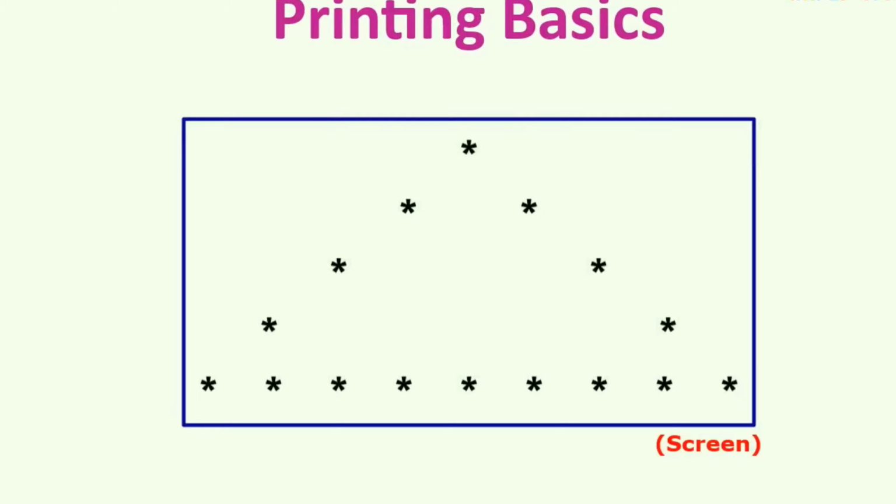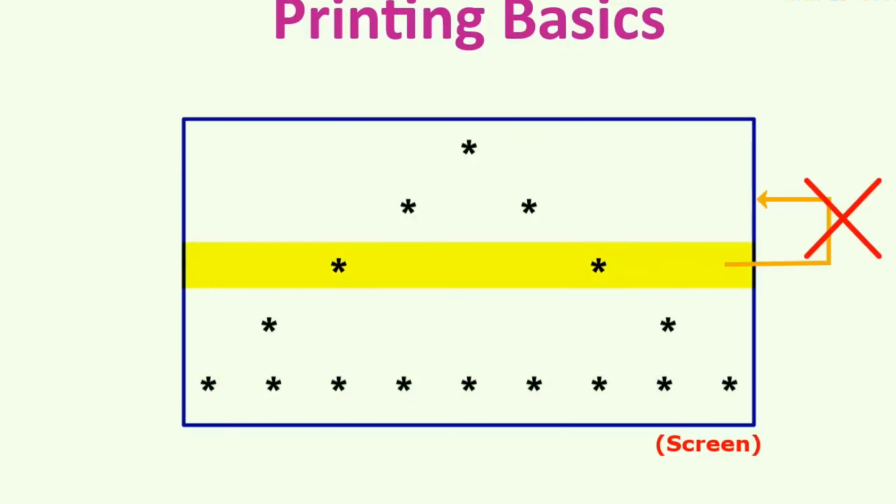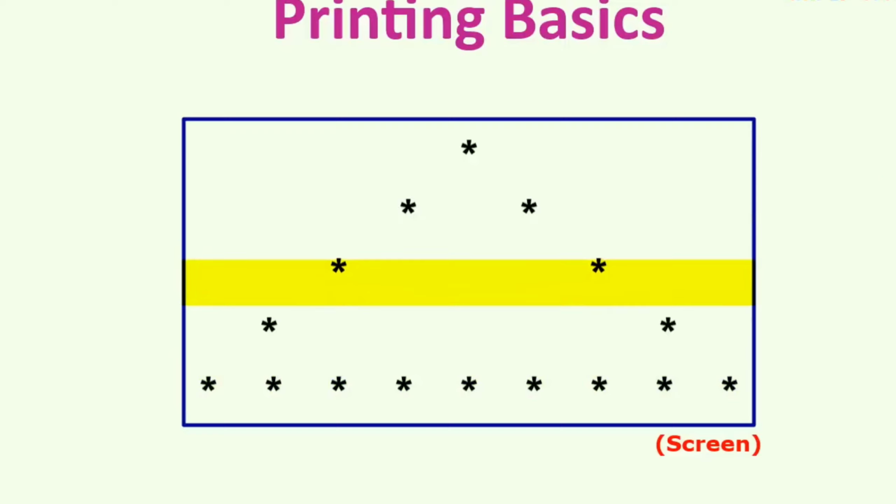First is that we always print row by row. We cannot go back to a previous row and print. You have to print the entire row and only then move to the next row. Next is we always start printing from the left side of the screen.